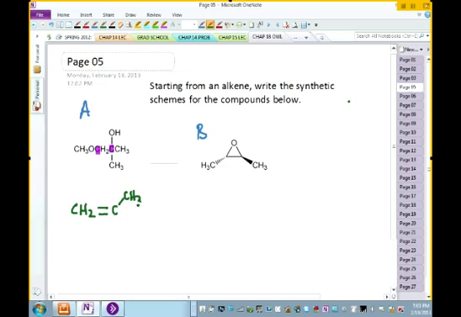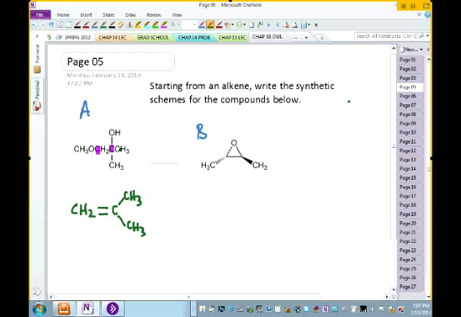Methyl, very good. Taking a look at your final product, you have methyl here, and also on this carbon, methyl, right? Okay, now where do we go from there? Look at what we want to form. We have the methoxy here. We also have an OH here. Think of epoxide.